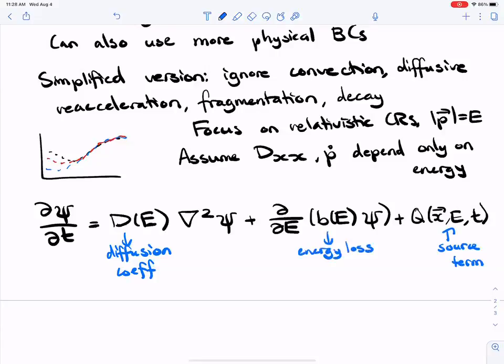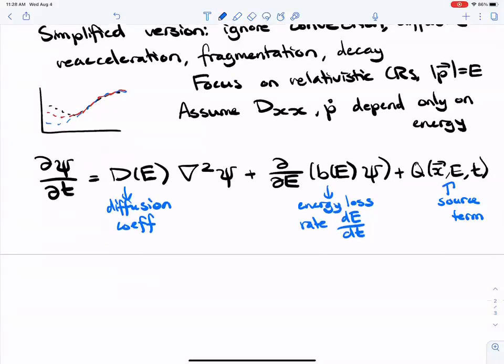So this is the energy loss rate, du dt, for one particular particle. Okay, so let's talk a little bit about the diffusion coefficient. The typical simplest modeling of the diffusion coefficient, which I'm going to adopt here, is that it has a power law dependence on energy. Okay, so it has some baseline value.